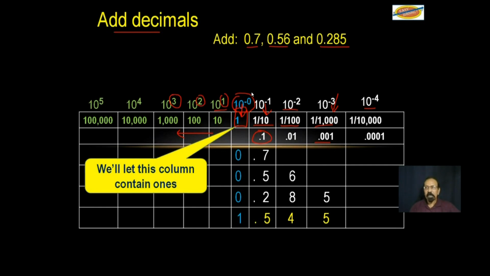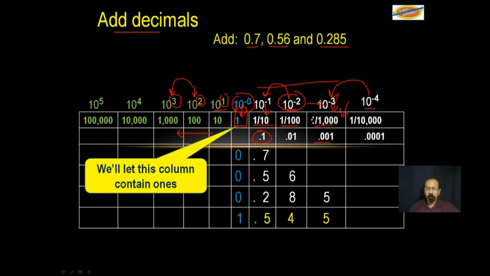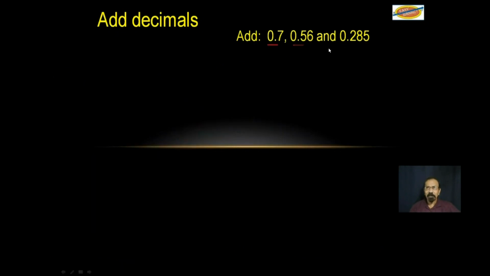Recall we said that it takes 10 of one column to make one of the next one on its left. The same principle applies here. It takes 10 of this to make one of that, or it takes 10 of this to make one of that column, or go the other way around. If you take one of this and you carry it to that column, you will get 10 in this new column. So basically, we are using the same principle that we used in the last video. So if you are going to add these decimals, we set them down like this.